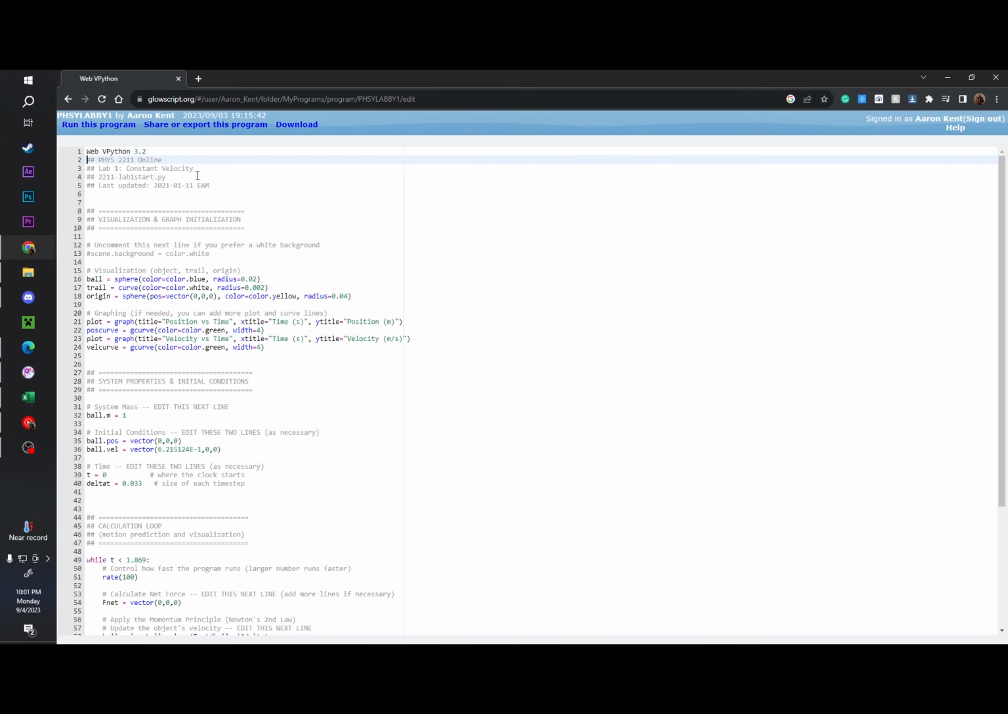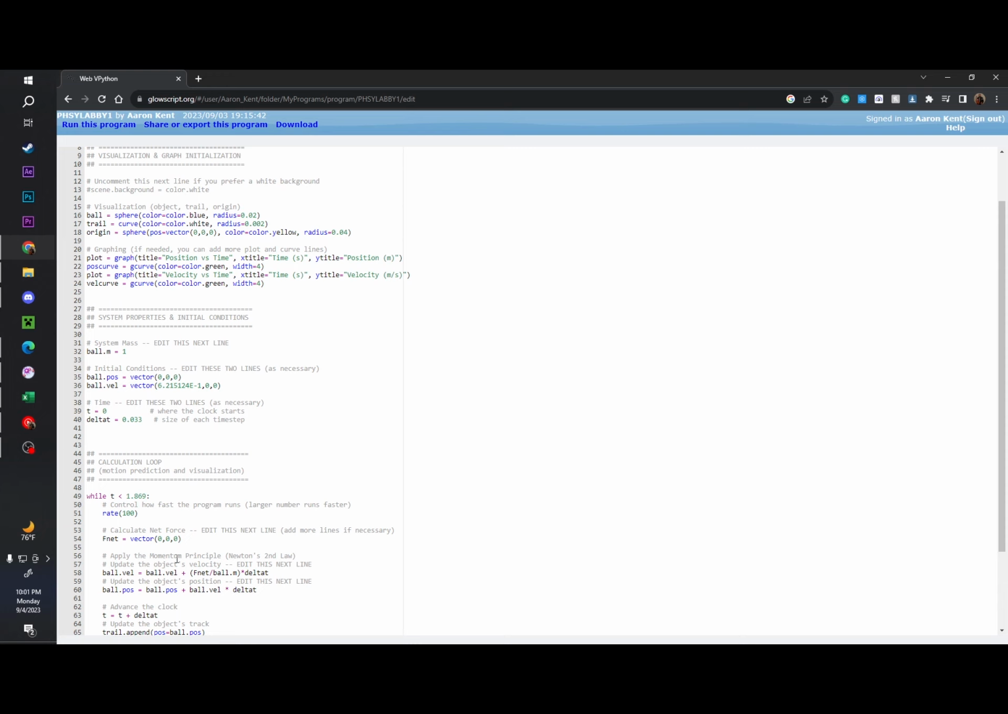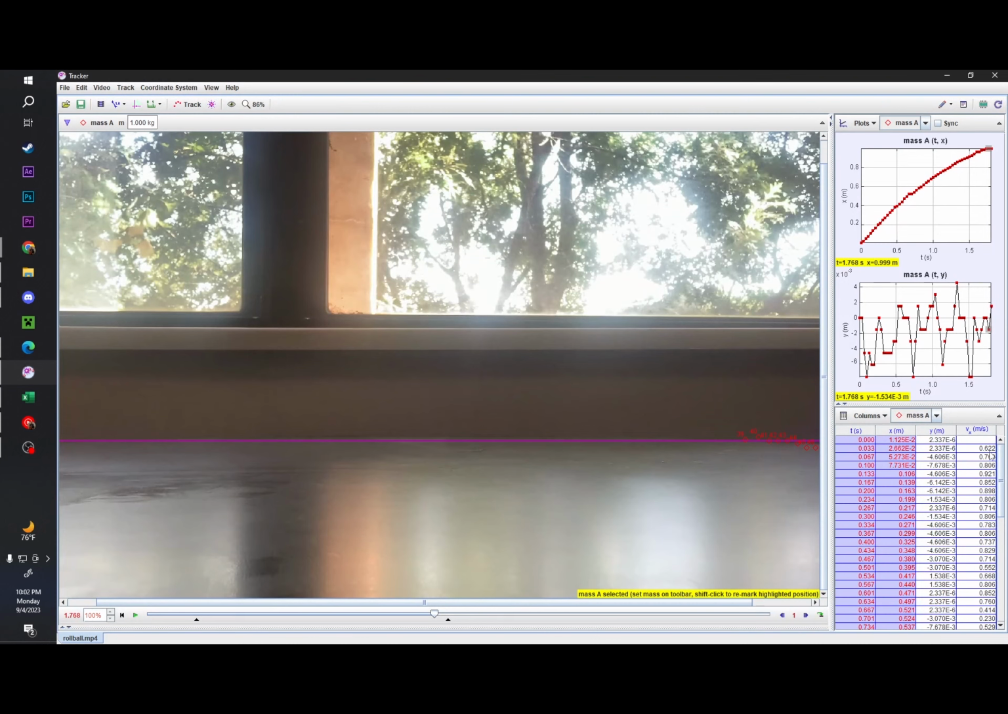Okay, so now that we're over to GlowScript, I'm just going to show you little things that I tweaked within the starter code to make it allocate towards my experiment directly. We have an Fnet vector of <0, 0, 0>. My ball position vector initially is <0, 0, 0>, and the ball velocity is the same as the beginning velocity on my Tracker app, which is 0.622.